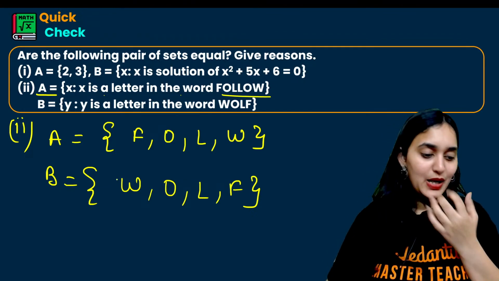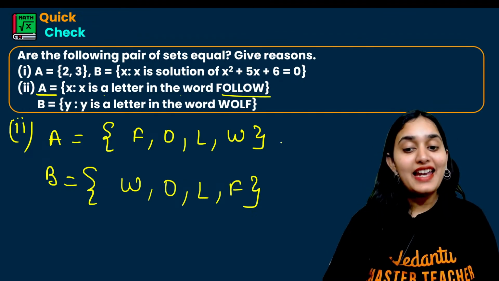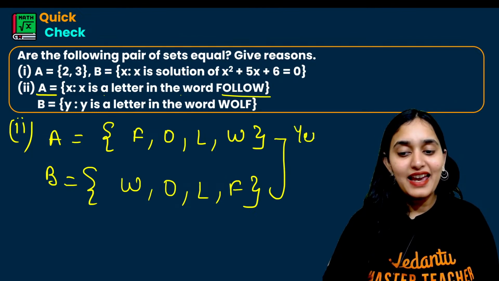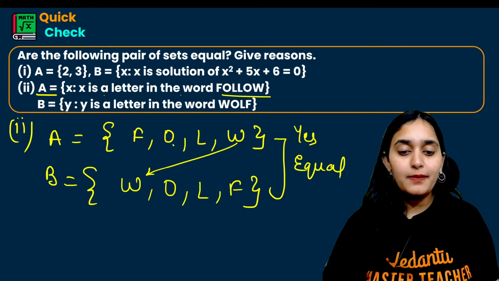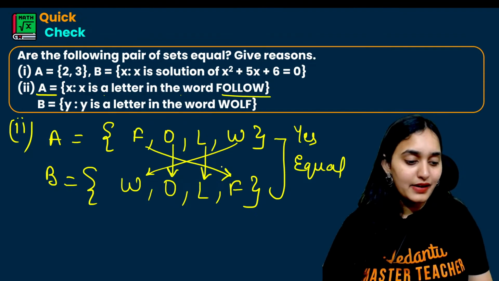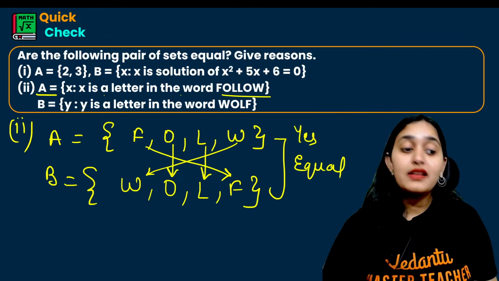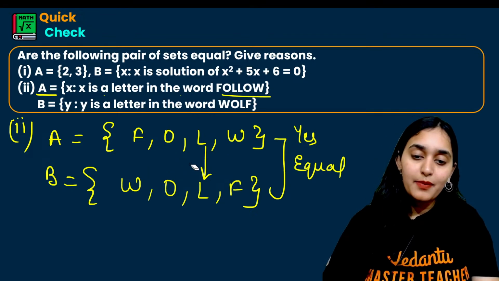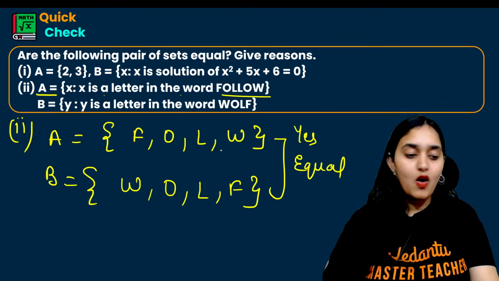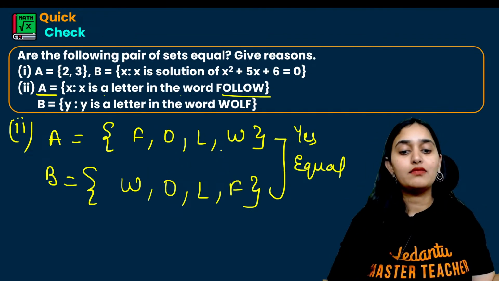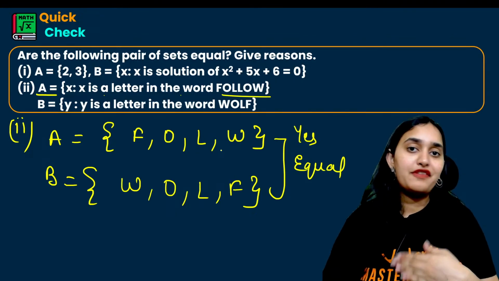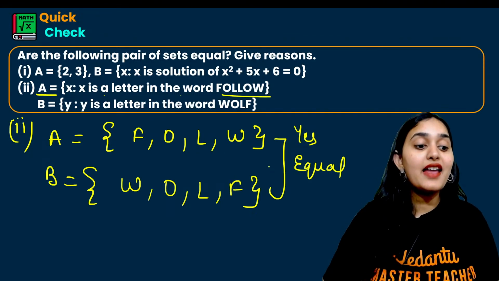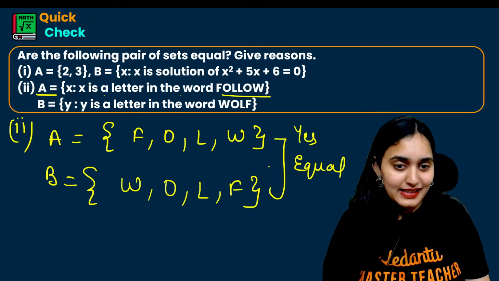Not equal? Well, check carefully. They are equal. Yes, equal. Why? Because W, W, O, O, L, L, F, F. Same elements, na? Order does not matter. It does not matter that W is coming first and L is coming later. You can write any element first, any element later. So they are equal sets.